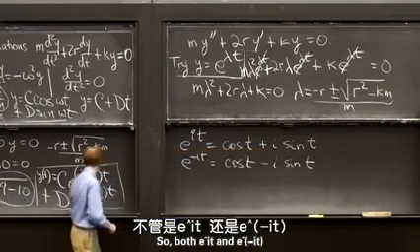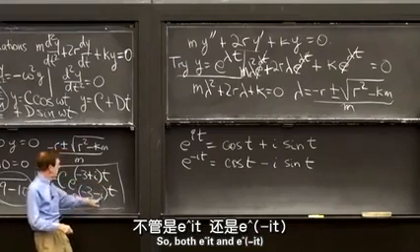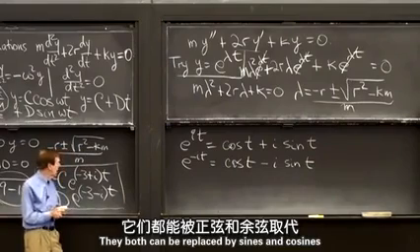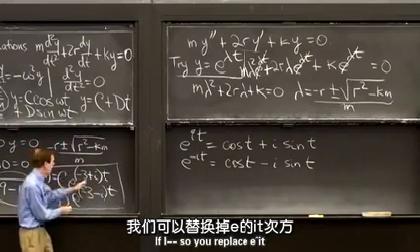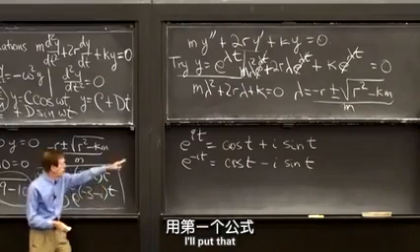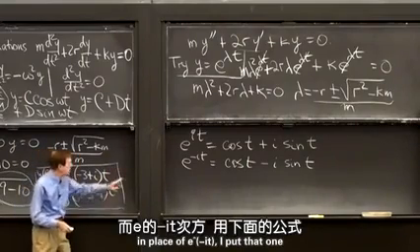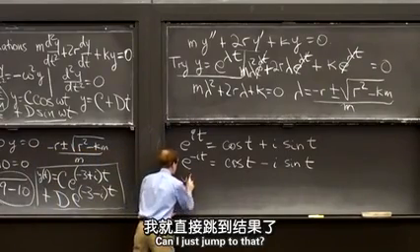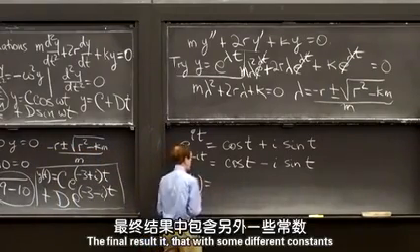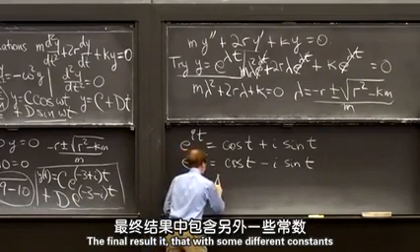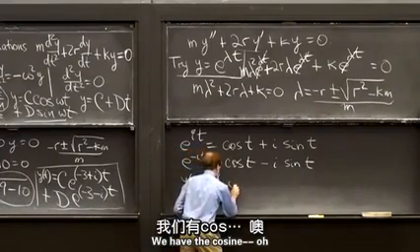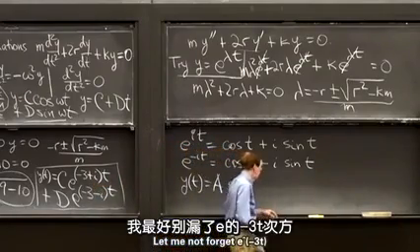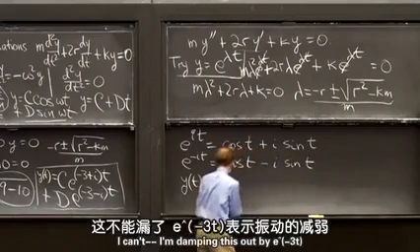So both e to the it and e to the minus it can get replaced by sines and cosines. In place of e to the it, I'll put that. In place of e to the minus it, I put that one. The final result is, can I just jump to that? The final result is that with some different constants, we have the cosine. Oh, let me not forget e to the minus 3t. That's part of this answer.